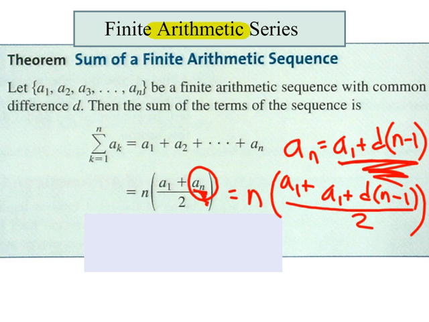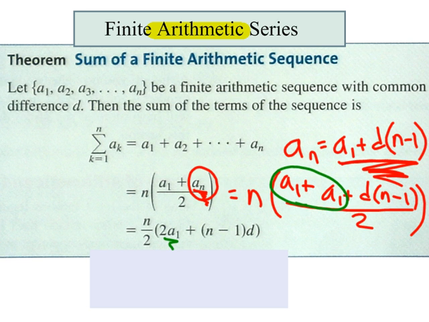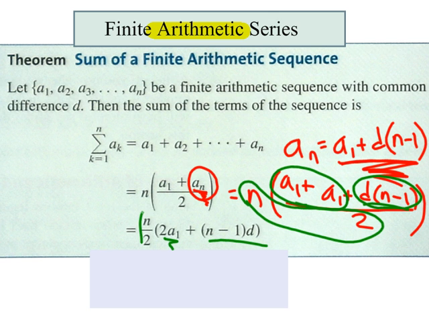And then when I reveal this block, and you look at the alternate form of the formula, it really shouldn't be that mysterious. a sub 1 plus a sub 1 gave us this. d times n minus 1, and now it's in a different order, but same thing. n over 2. So it's just a rewriting of the earlier formula.